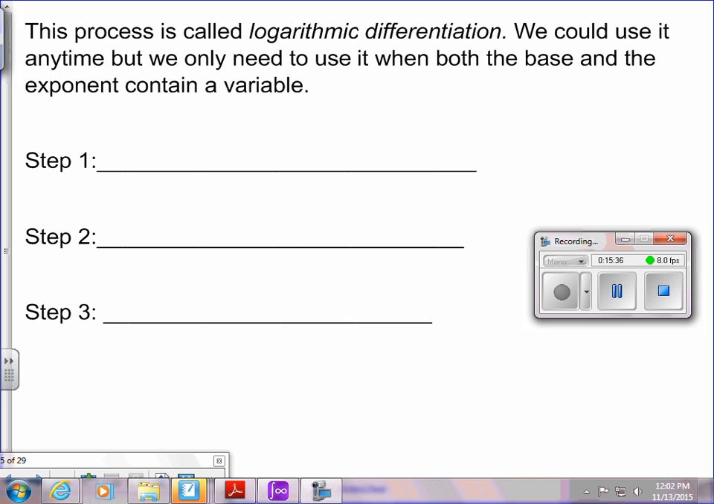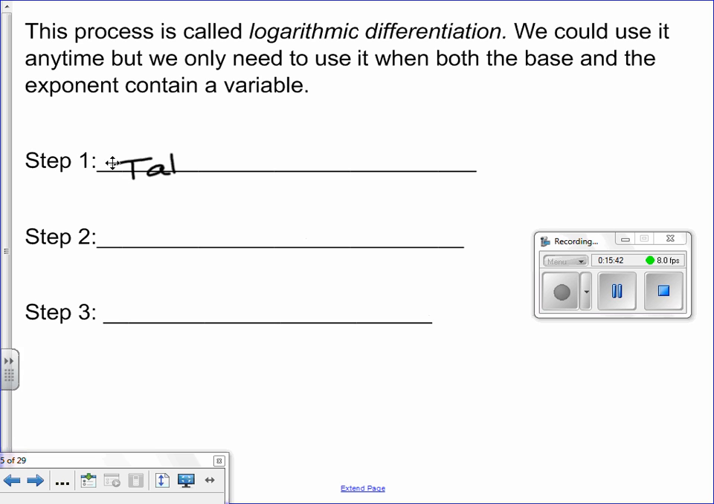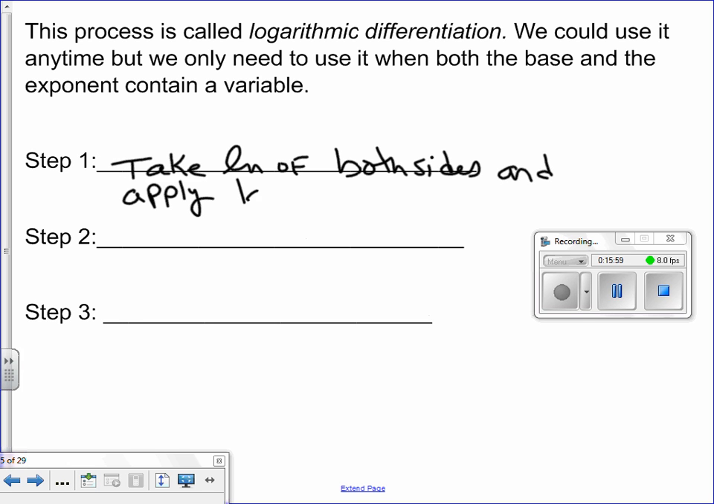So the first step to finding the derivative using logarithmic differentiation: take the ln of both sides and apply log properties, like bring the power down or whatever you have to do, for both sides, and apply log properties.